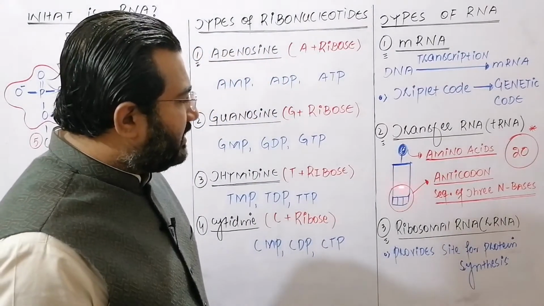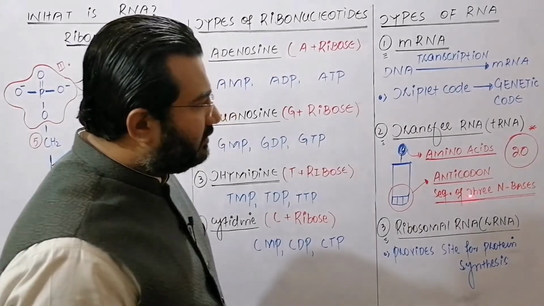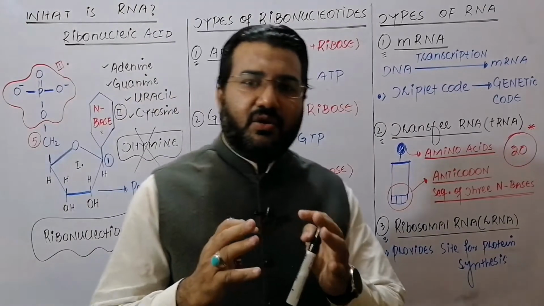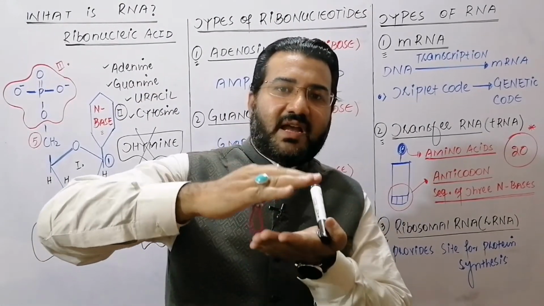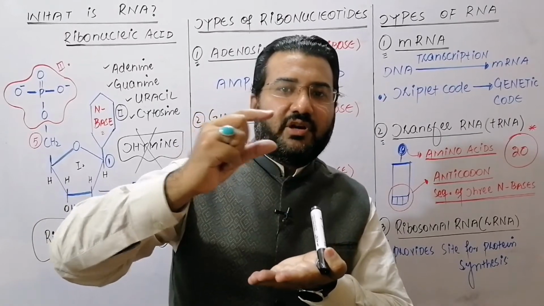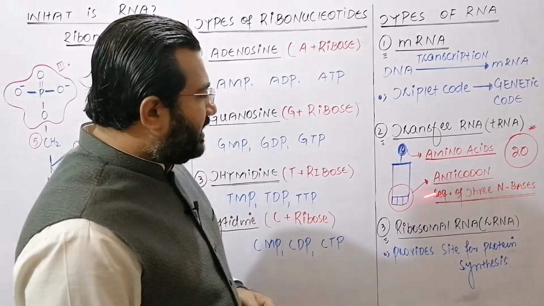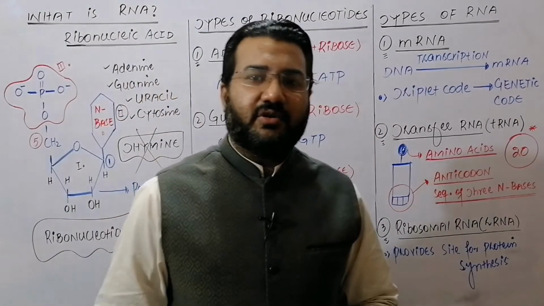And my dear student, transfer RNA also has a sequence of 3 nitrogenous bases or 3 ribonucleotides, which is called an anticodon. So when the anticodon of the transfer RNA and the codon of the messenger RNA match with each other, one amino acid molecule is added to the long chain of the protein. And the last one is ribosomal RNA. The ribosomal RNA provides the site for protein synthesis.